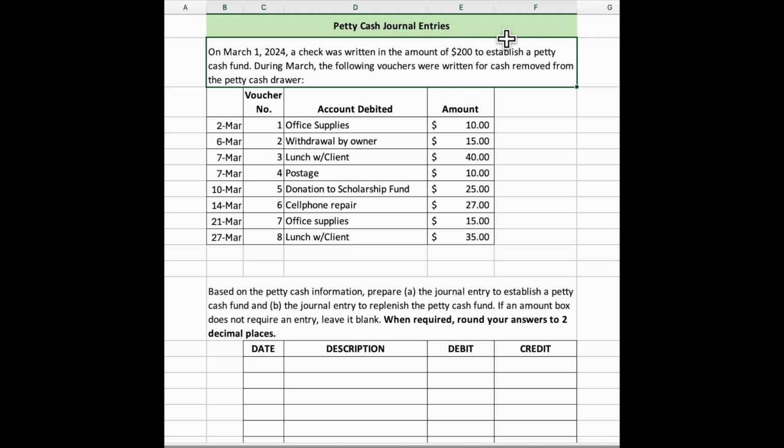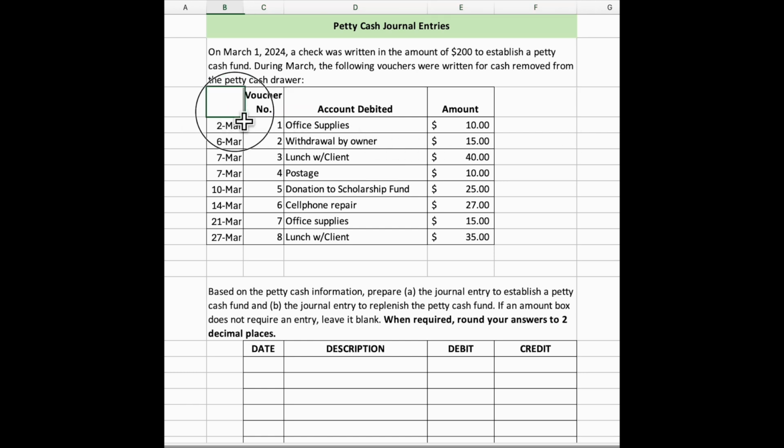Welcome back. All right, so we're going to take care of a petty cash example today. For this petty cash assignment, we're going to do some journal entries. Here's what the instruction says. On March 1st, 2024, a check was written in the amount of $200 to establish a petty cash fund. During March, the following vouchers were written for cash removed from the petty cash drawer.